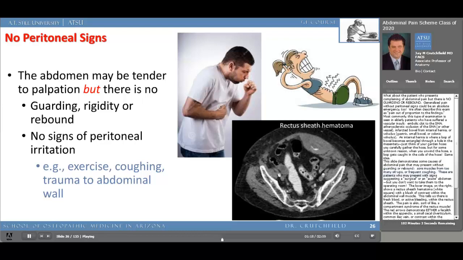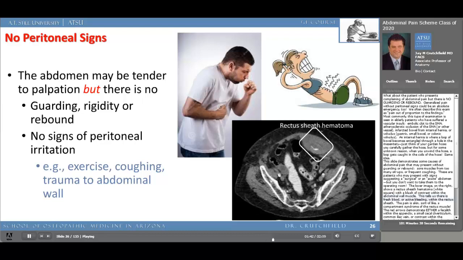This tells us that there is fresh blood or active bleeding within the rectus sheath. The pain is akin to compartment syndrome of the rectus muscle. The red arrows demonstrate either a fecal lith within the appendix, a small cecal diverticulum, the common iliac vein, or contrast within the patient's right ureter. It's hard to tell based just on this one image.